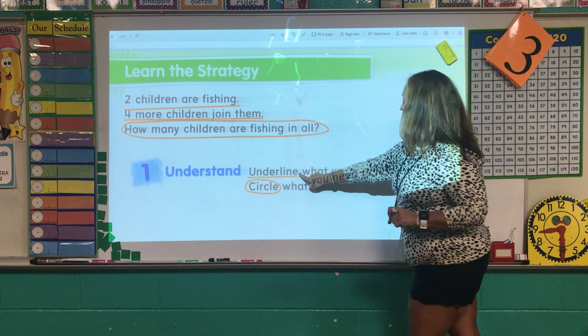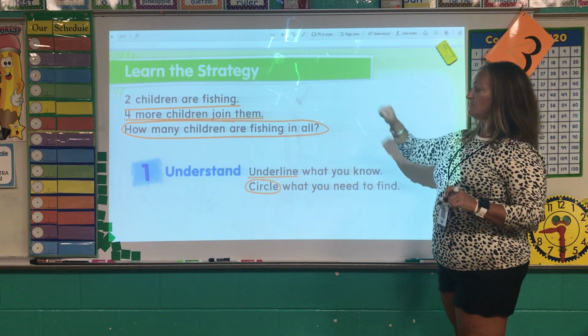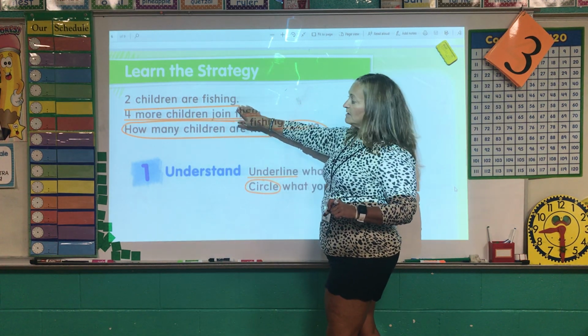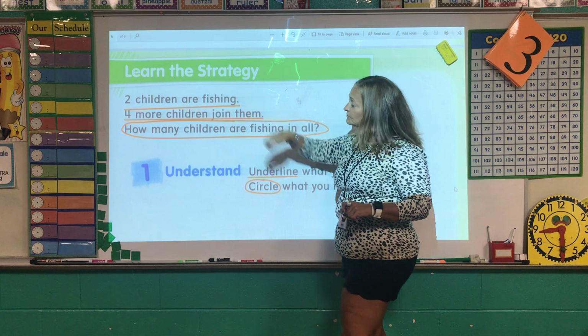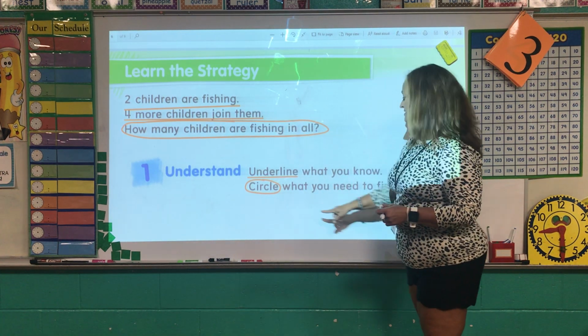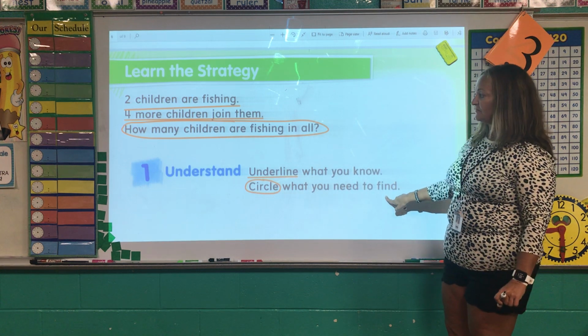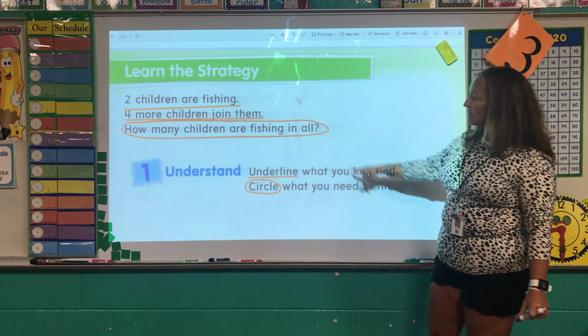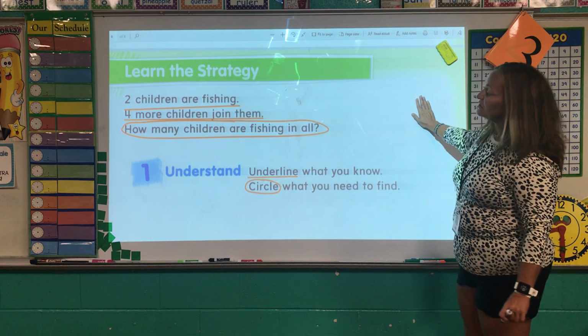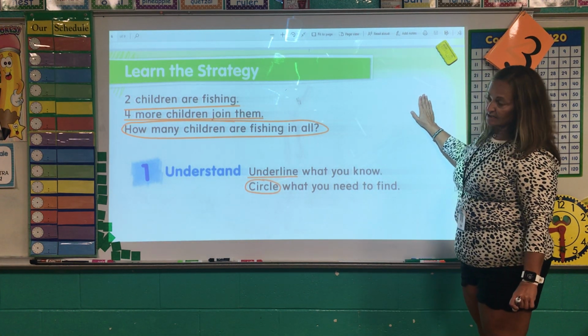So it says underline what you know. Underline just means what they did here. You're just going to draw a line underneath that information because we know that 2 children are fishing. We also know that 4 more children are going to come and join them. And then it says circle what you need to find. What are we looking for? We want to know how many children are fishing in all. So the first part is we need to understand what the story is asking us.